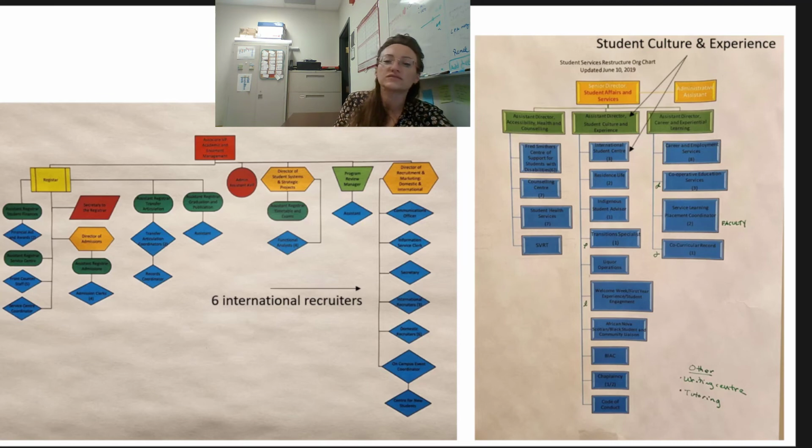These are different arms of the organization. They show that the 6 international recruiters reported to the Director of Recruitment and Marketing under the AVP Academic and Enrollment Management. Student Culture and Experience falls under a different portfolio, under Student Services, with the Assistant Director of that portfolio managing the 3 employees of the International Student Center. None of those positions have any communication or synchronization with, let alone power over, faculty.